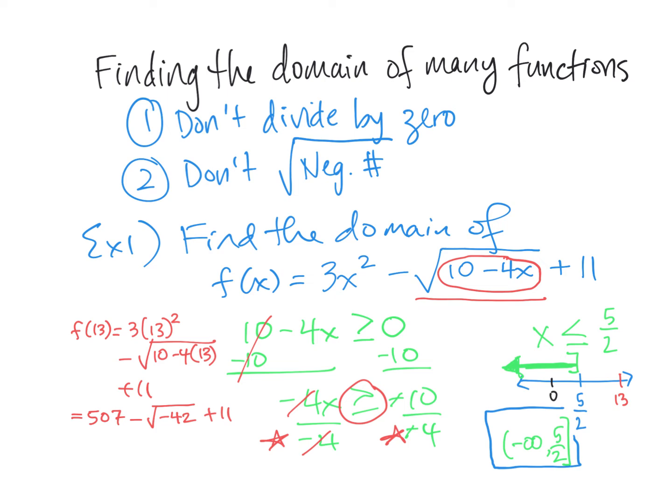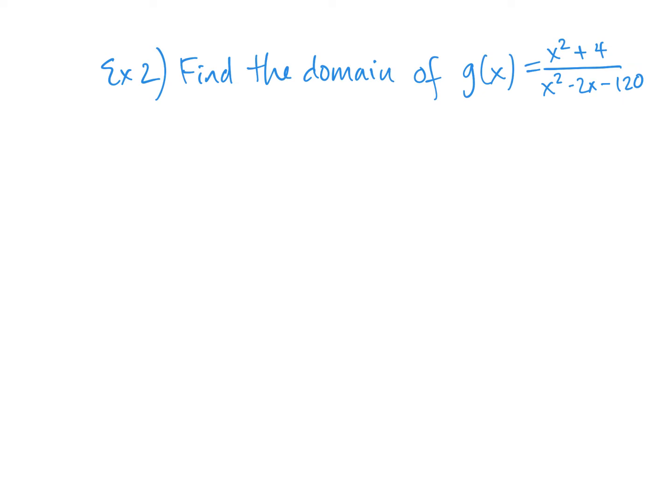Okay? So let's do another example. Let's say this time we want to find the domain of g of x equals x squared plus 4 divided by x squared minus 2x minus 120. Okay? Quick refresher. The two things that I'm going to worry about for right now are, number 1, don't divide by 0. Number 2, don't take the square root of a negative number. Those are the two bad things.